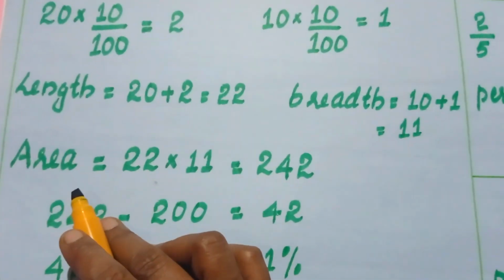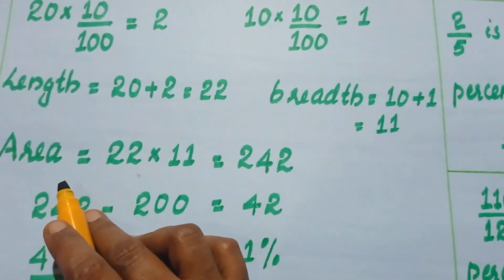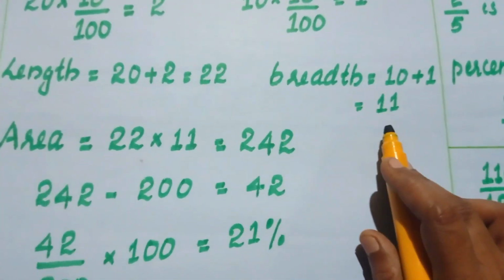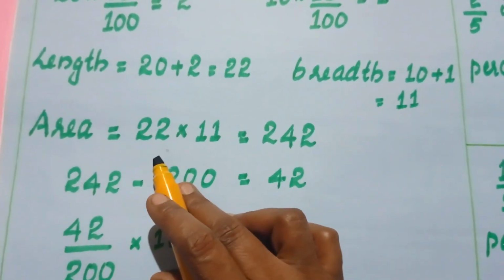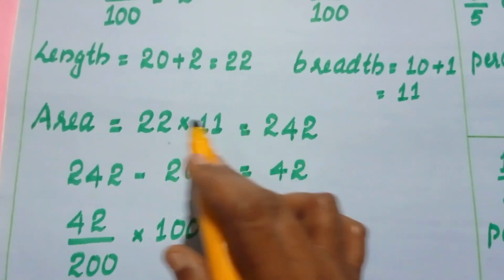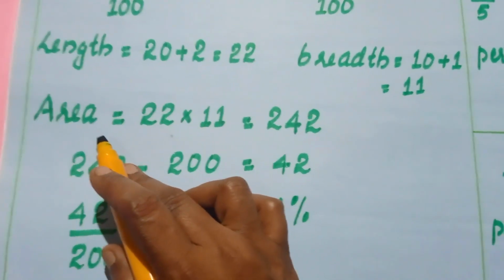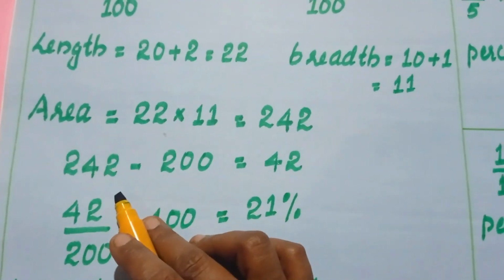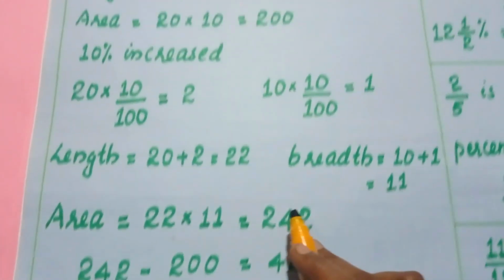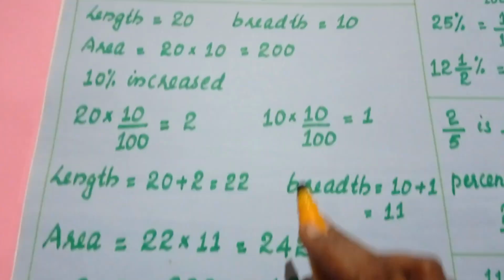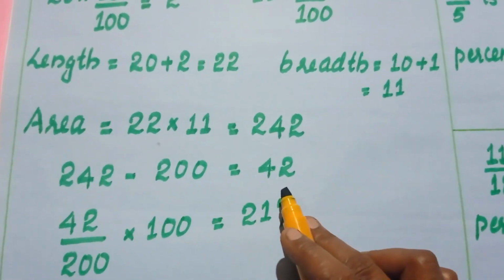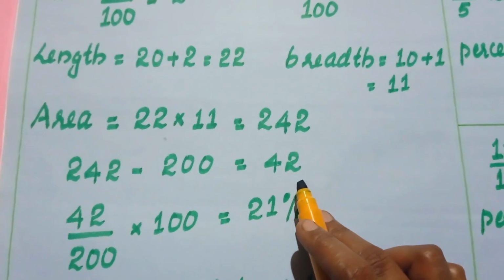Then area of the rectangle. Area of the rectangle is length into breadth. Length 22 centimeter, breadth 11 centimeter. That is 22 into 11 is equal to 242 square centimeter is the area of the rectangle. Then to find the difference in area, the present area is 242, the first area is 200. Then 242 minus 200, 42. 42 is the difference in area.